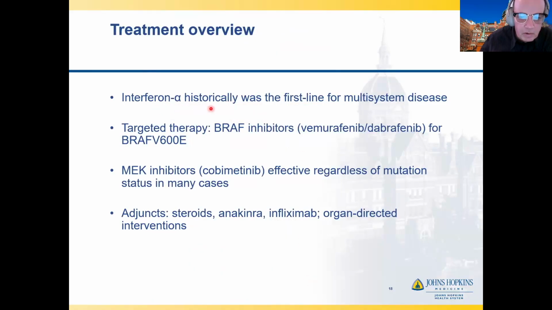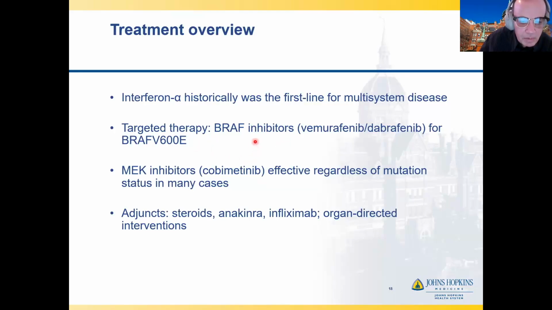So historically, interferon alpha was really the first line of treatment. Now we use targeted therapy because we have the BRAF mutation. As I said, those patients with kidney involvement, the majority of them will have the BRAF activation. And so the BRAF inhibitors, I use basically vemurafenib more than the dabrafenib for the BRAF patients.